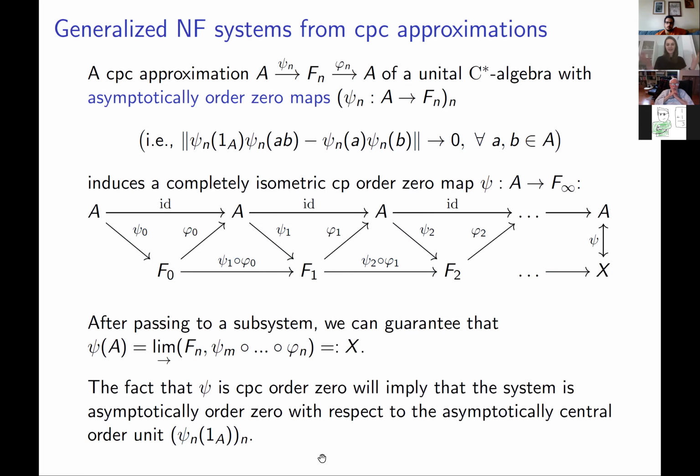And the fact that psi is CPC order zero will basically mean that X, as the inductive limit of this system, I should say, so X being the image of an order zero map means that X along with the image of the unit will automatically satisfy C star, and then we can sort of back encode that into the system. And so then our system will actually be a generalized NF system.